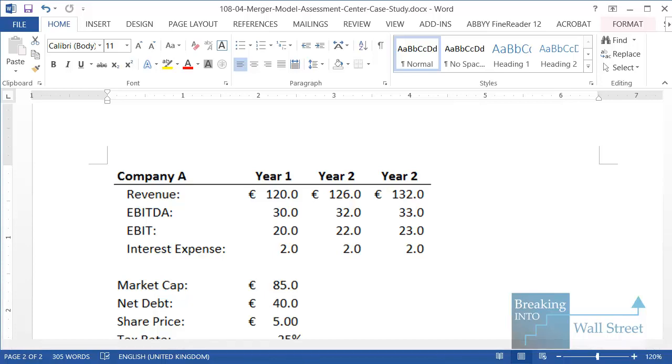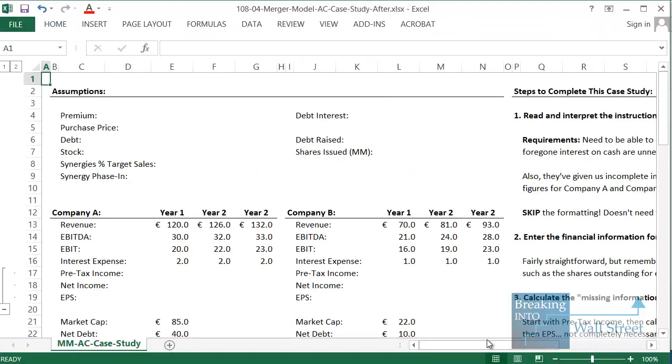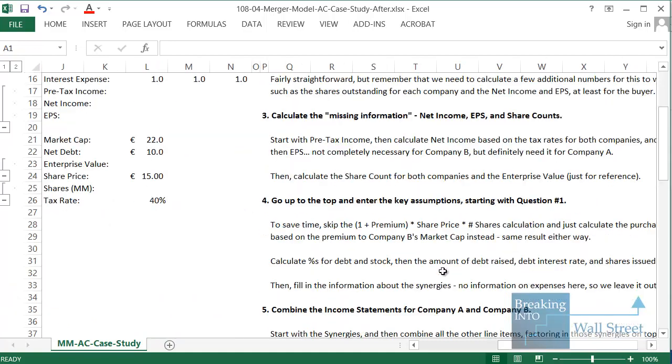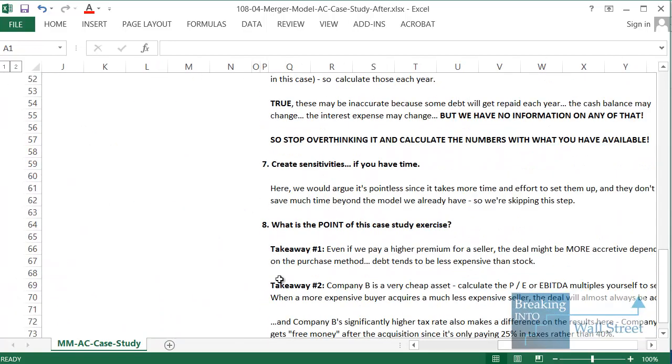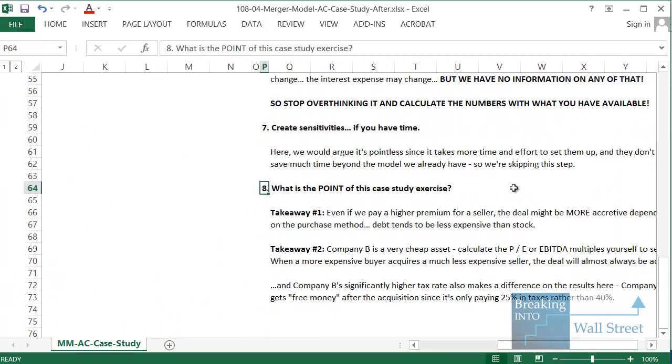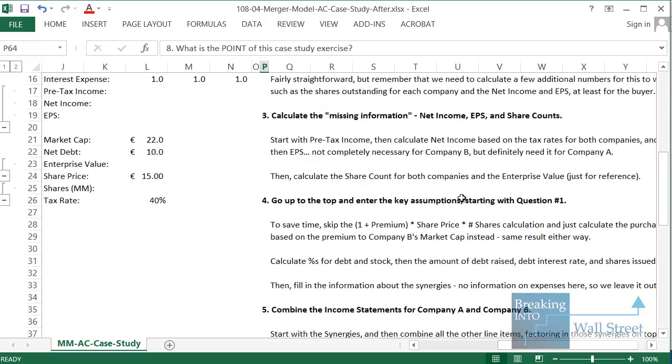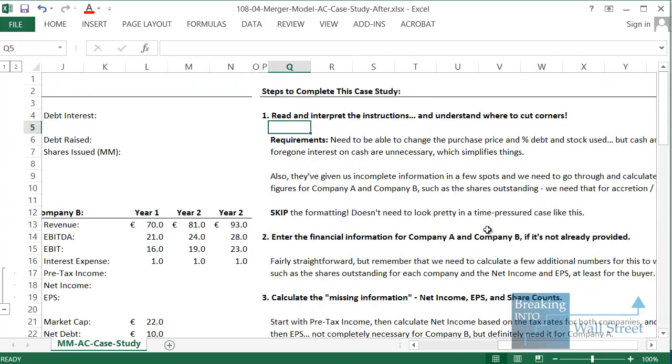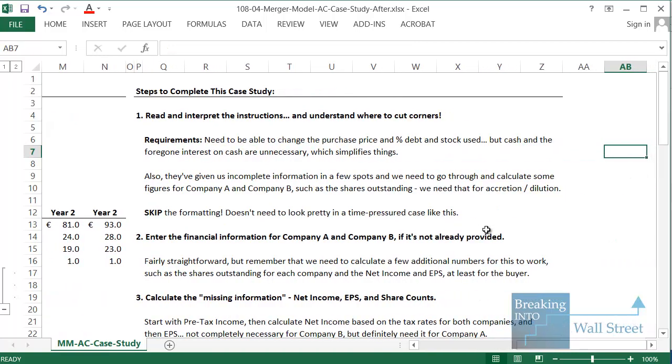So when you get a case study like this in real life, what do you do? Well, I've divided it into a 6 or 7 step process, actually an 8-step process, because we're going to look at some key takeaways at the end, which you can look at in the accompanying Excel file here. Step number 1 is to read and interpret the instructions and understand where to cut corners.